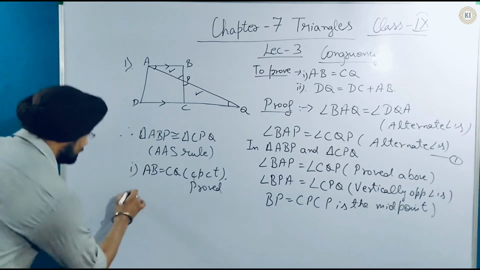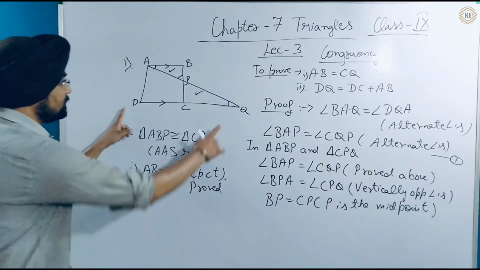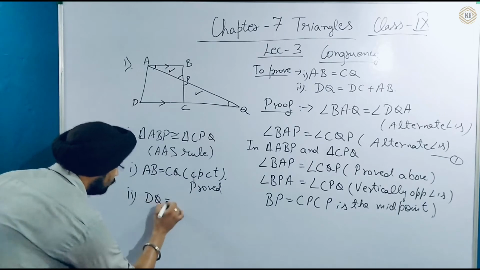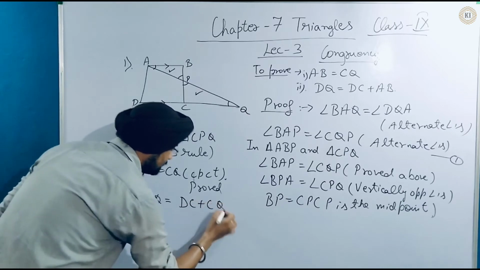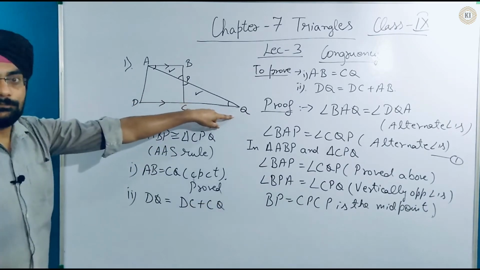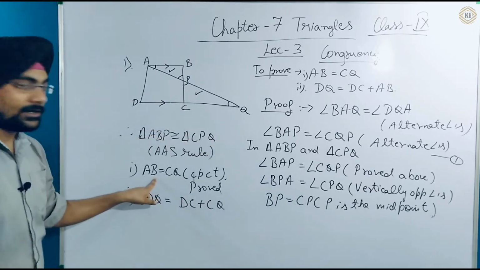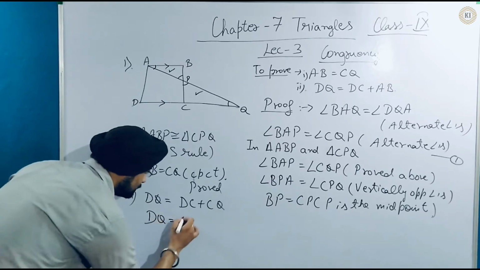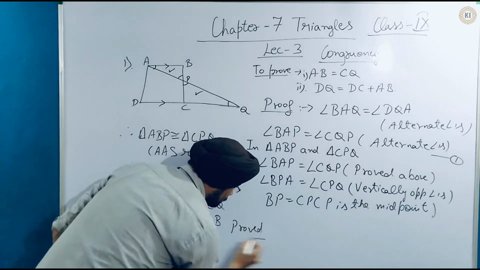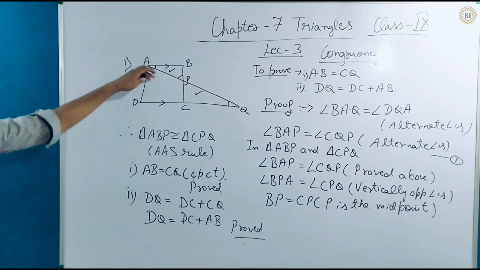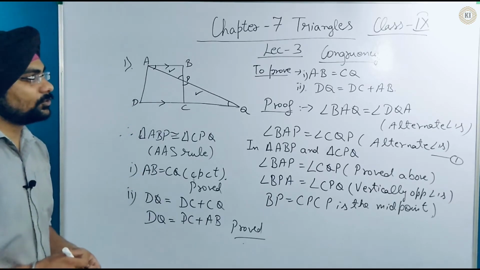Second thing, you can see that we have to prove DQ is equal to DC plus AB. So this is DQ. This DQ we can write DC plus CQ. Total length is DQ and we can write this into two parts, DC plus CQ, and CQ will be equal to AB. So DQ is equal to DC plus AB, and this is also proved. So our both the parts have been proved, and this is the proof of question number first. Now let us come to the question number second.